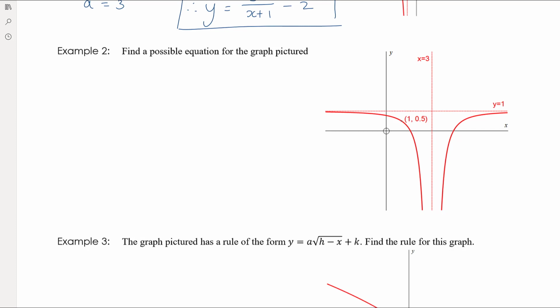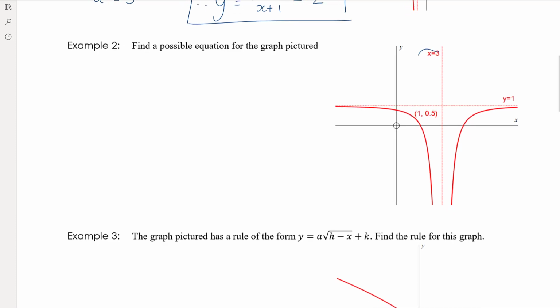Okay, so again we want to find a possible equation for the graph pictured. This seems to be a truncus. Again, our asymptotes are going to be helpful here. Our vertical asymptote, x equals 3, tells us that we've got a translation to the right by 3. Our horizontal asymptote at y equals 1 tells us that we have a translation up by 1. So we need our equation to reflect that.